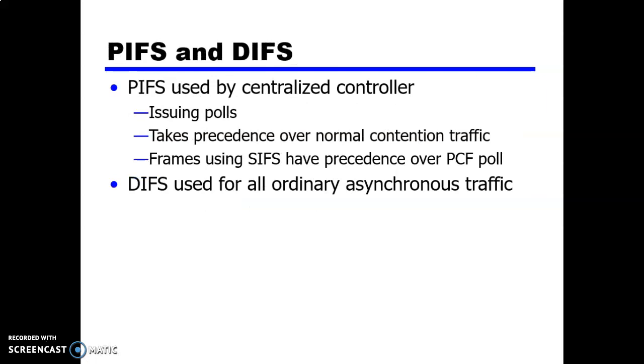PIFS is used by the centralized controller, which we will also be calling the polling coordinator, issuing polls. All these functions are provided by the polling coordinator. It takes precedence over normal contention traffic, because contention traffic uses DIFS, and as we have seen, PIFS has more priority than DIFS. Frames using SIFS have precedence over PCF polls, as we have also seen SIFS has the most priority and PCF-IFS has the priority just below SIFS. DIFS is used by all ordinary asynchronous traffic.